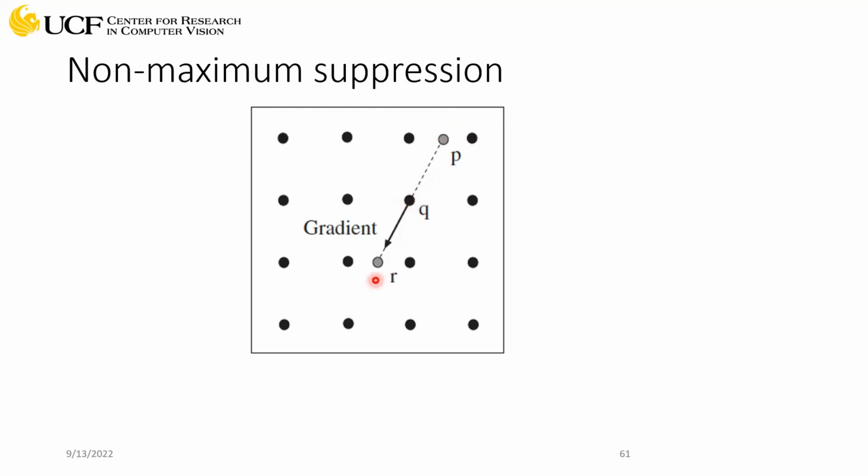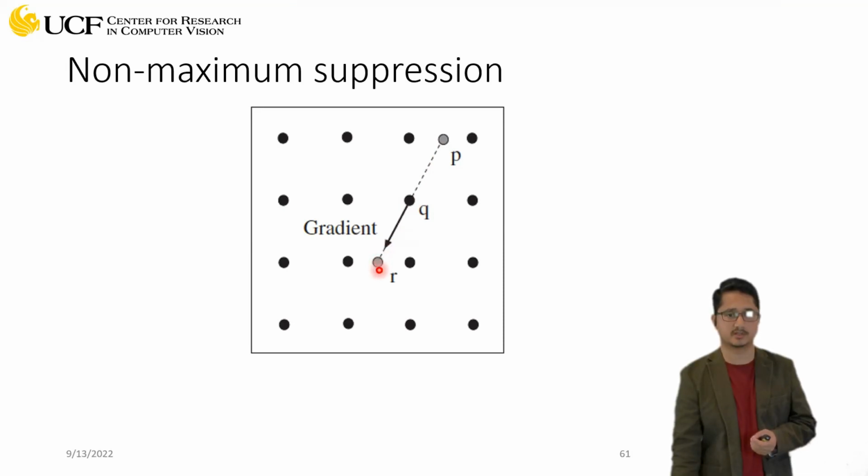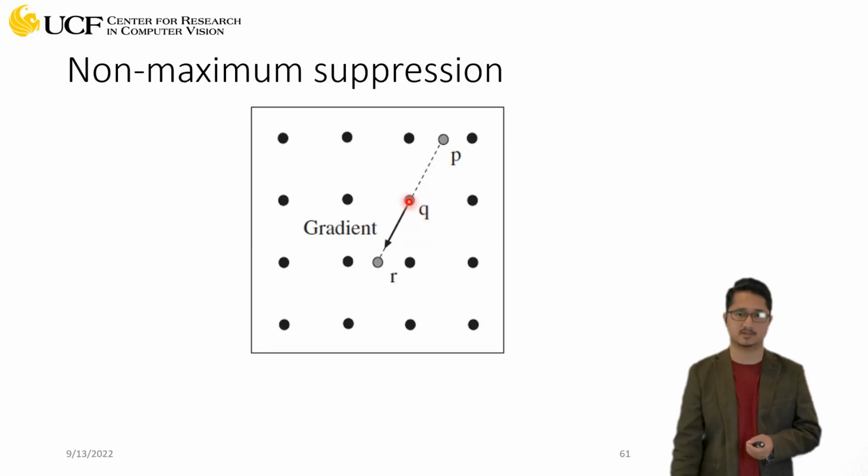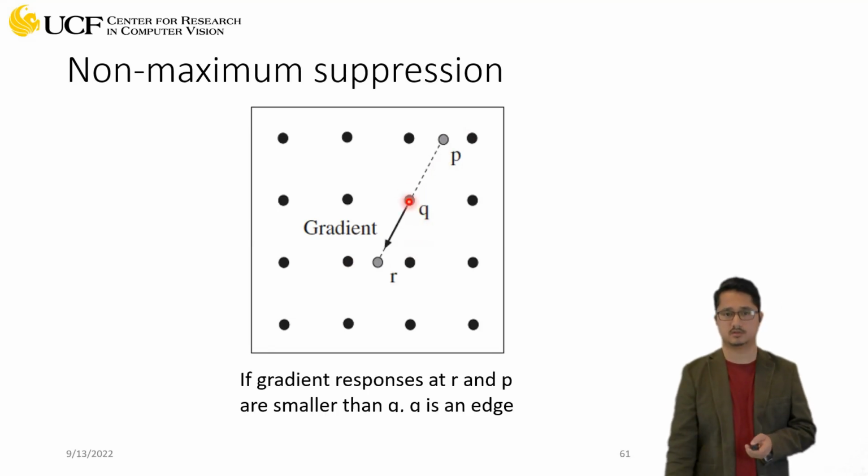Now, sometimes it may happen, because this is not a continuous space, it's a discrete space, that in this orientation you might not have any pixels. So in that case, you will interpolate this value using the neighboring pixels of that location, right? In this case, R could be a weighted average of this pixel and this pixel. Similarly, P will be a weighted average of this pixel and this pixel. And then you will compare the value of P and Q and Q and R. And depending upon what the result is, you will say Q is an edge or not.